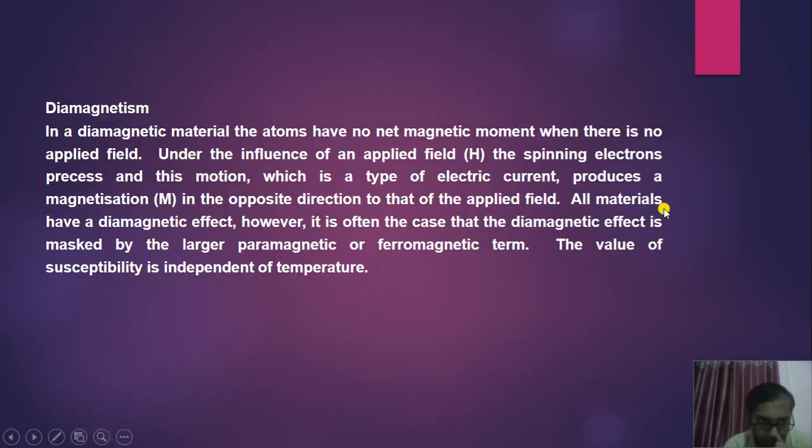So let us start one by one. First is diamagnetism. In a diamagnetic material, the atoms have no net magnetic moment when there is no applied field. Under the influence of an applied field, the spinning electrons possess a motion, which is a type of electric current, and this produces a magnetization in the opposite direction to that of the applied field.